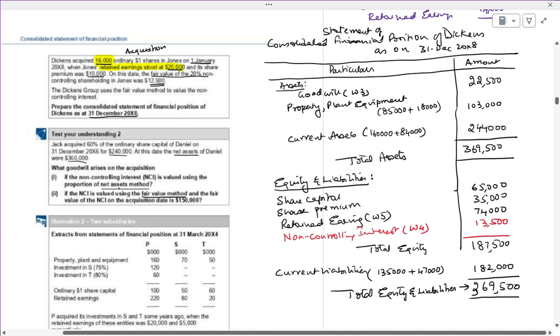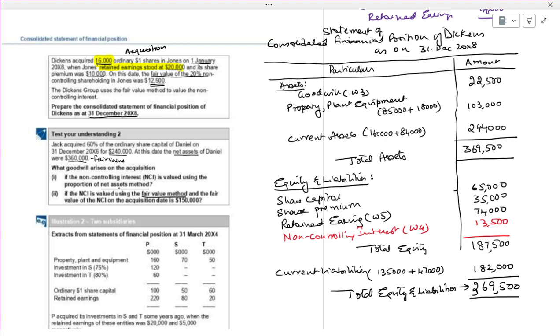360. At this date, net assets are 360, which means this is the fair value. They said it very clearly: at this date, net assets were 360. Now, proportionally, they say it is proportional.